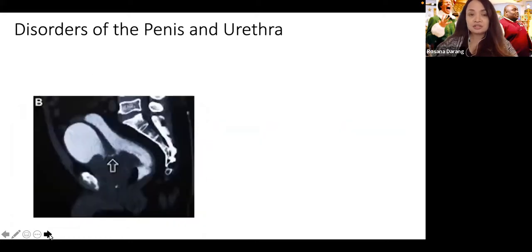Another congenital disorder of the penis and the urethra is the abnormal connection between 2 hollow organs. This is the rectum, and right here is the urinary bladder. And the arrow is pointing to what we call a fistula, an abnormal connection between these 2 hollow organs. So you could just imagine, whatever is in the rectum can easily go into the urethra. And you know what that means, UTI, frequency to UTI, because bacteria in the rectum can easily go into the urethra, and therefore can even ascend up to the bladder.